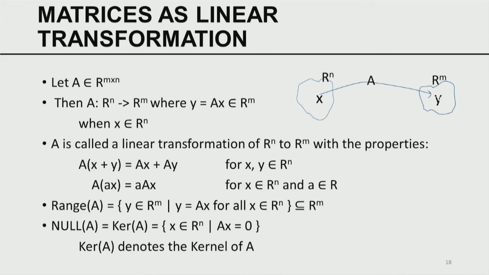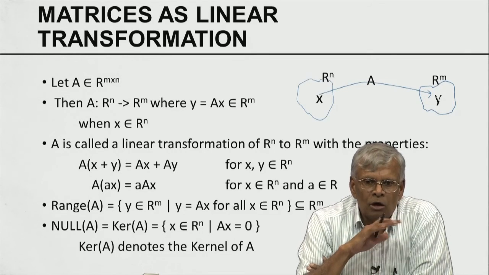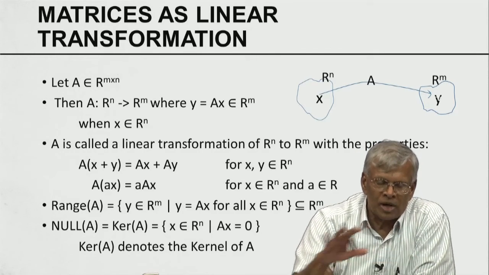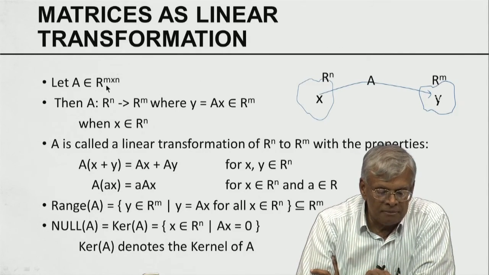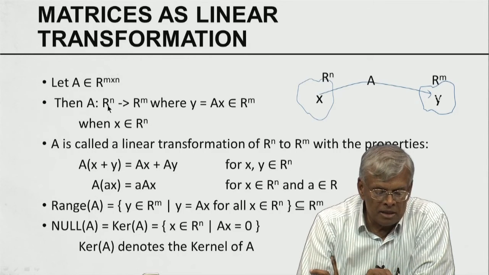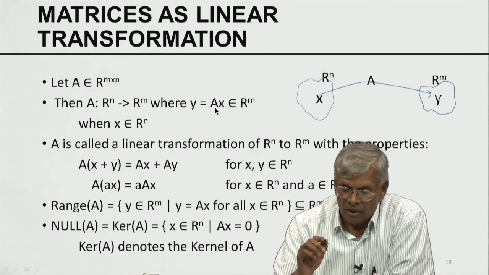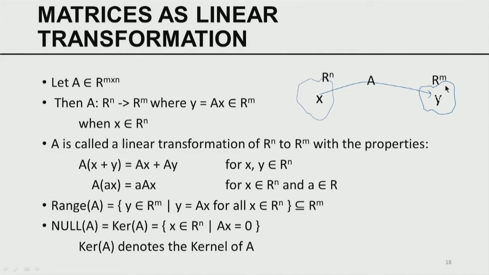Thus far we have seen several properties of operations on matrices, special matrices. Now matrix can also be thought of as linear transformations of one vector space to another vector space. So let A be a matrix of size m by n. A then as an operator maps the space Rn to Rm, where y is equal to A times x. Here is an illustration. This is Rn. This is Rm.